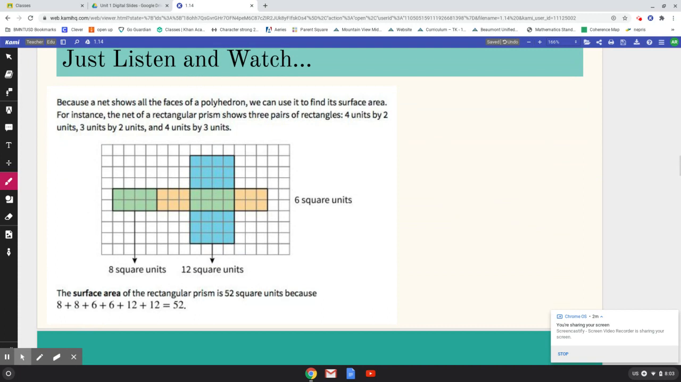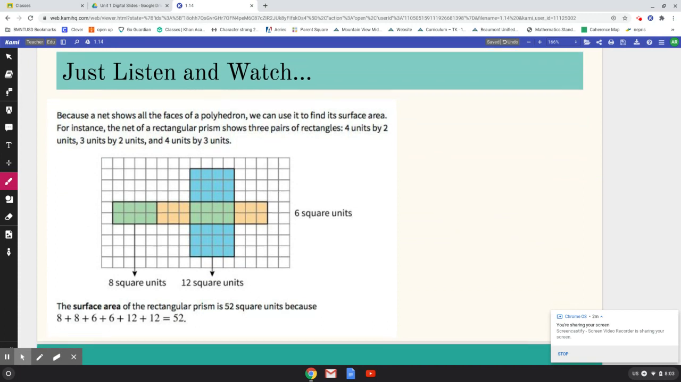Okay, and what's going to happen today is pretty much this slide right here. So it says, because a net shows all the faces of a polyhedron, we can use it to find its surface area. For instance, the net of a rectangular prism shows three pairs of rectangles, 4 units by 2, 3 by 2, and 4 by 3. Okay, so that's kind of what you're seeing right here. So this is the 4 by 2. This is the 3 by 2. And then this is the 4 by 3.